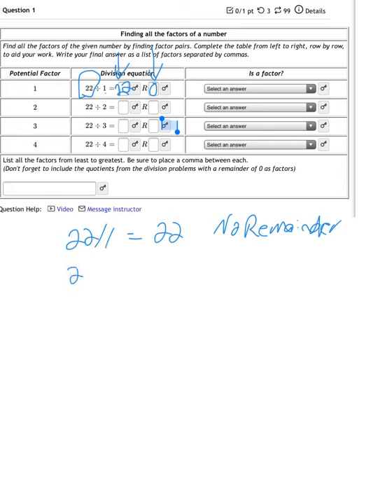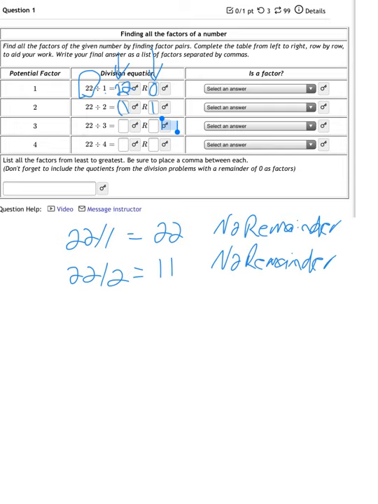If we do 22 divided by 2, that gives us 11. And notice there's no decimal or anything on it, so there is, again, no remainder.